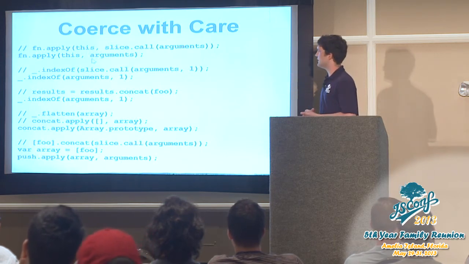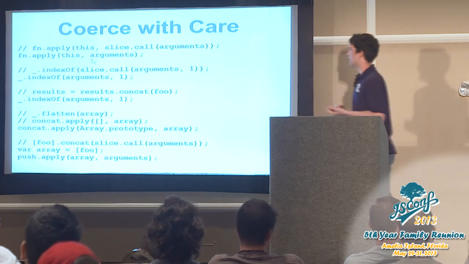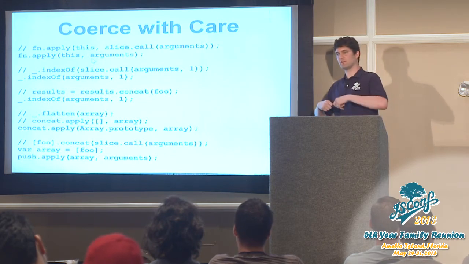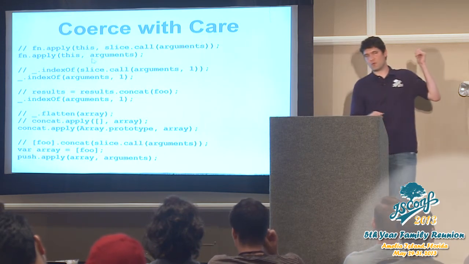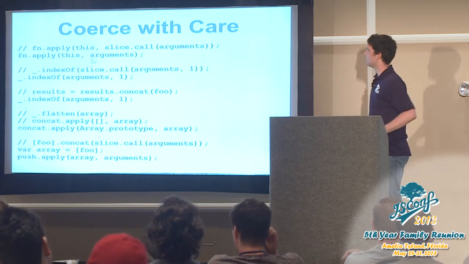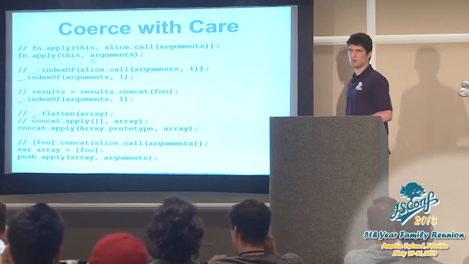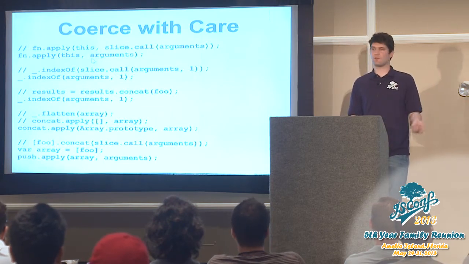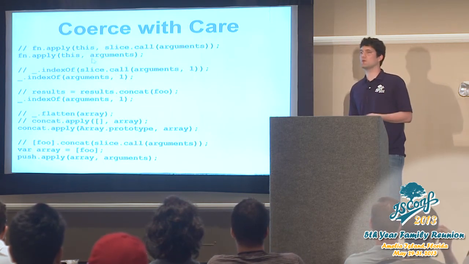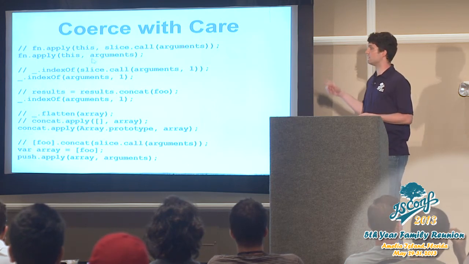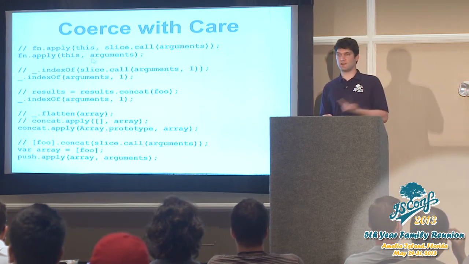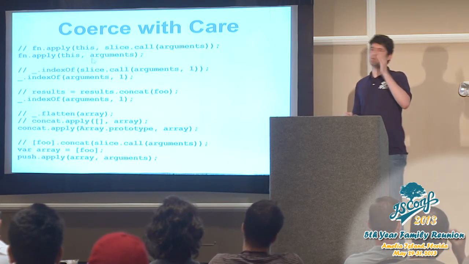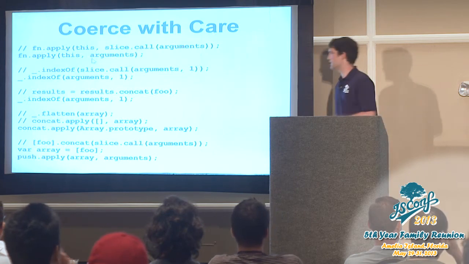Another thing you could do here is coerce values with care. A lot of times, devs will get in the habit of doing slice.call(arguments) all the time. Whether they need to or not, they're slice-calling arguments. And in many cases, you don't have to. Arguments are an array-like object. If you're about to iterate over arguments, you don't have to convert them to an array. You can just iterate over them straight up. And many times, you can avoid slicing them if you are going to iterate over them. Just set your index value to 1 or something, so you don't have to slice them.